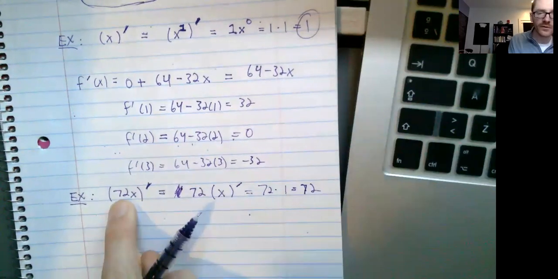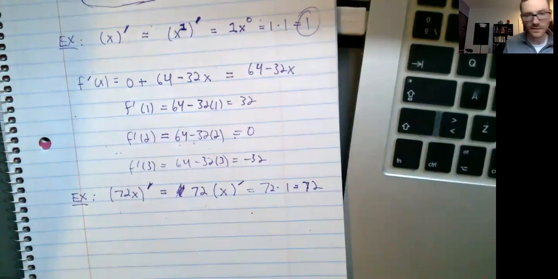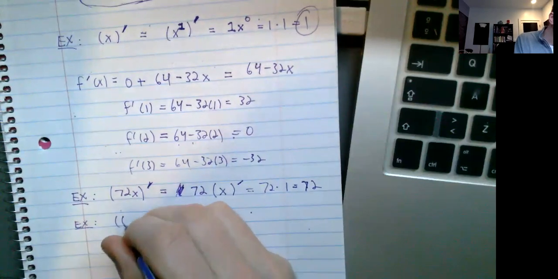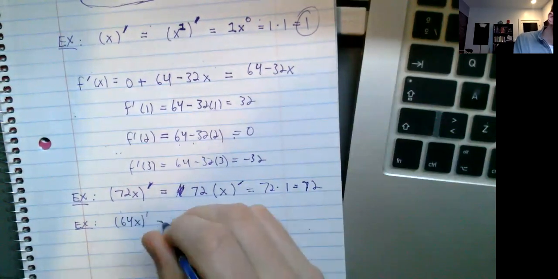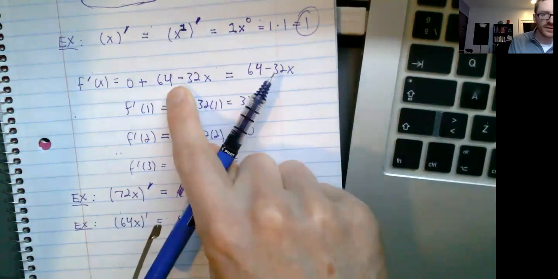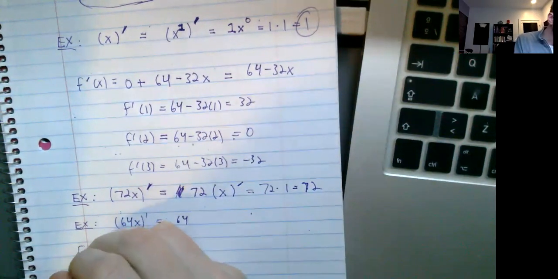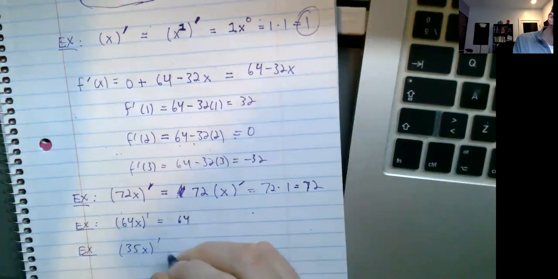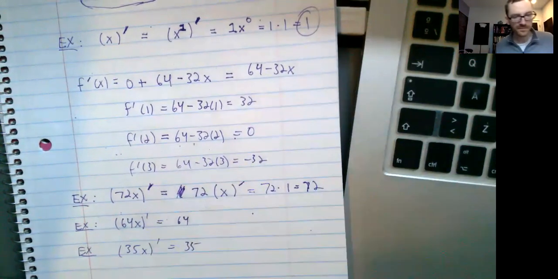In general, the derivative of something times x is just the thing, right? Like if I ask you, what's the derivative of 64x? The answer is 64, right? That's what I was doing up here in the previous problem. If I ask you, what's the derivative of 35x? It's just 35, okay?